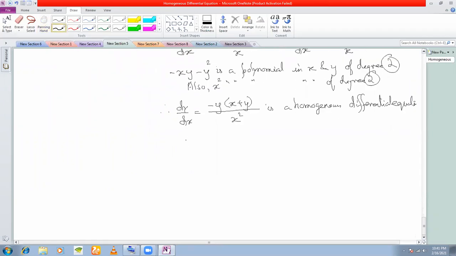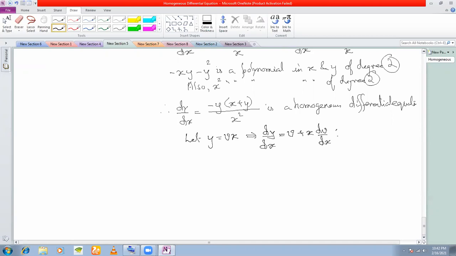You check the degree of the polynomial in the numerator, and you check the degree of the polynomial in the denominator. If they both are of equal degrees, then you say it is a homogeneous differential equation. Now how to solve? You put y is equal to vx. So that means you get dy/dx is equal to v plus x dv/dx.